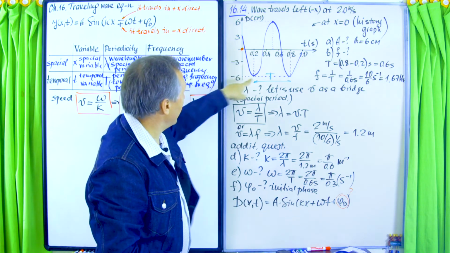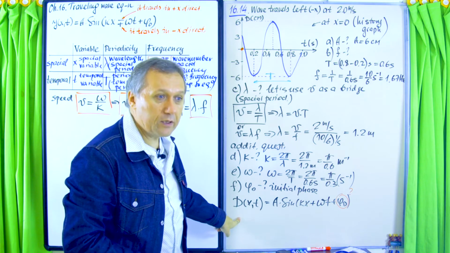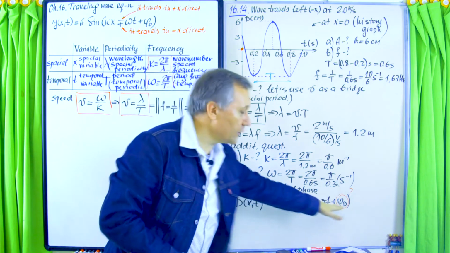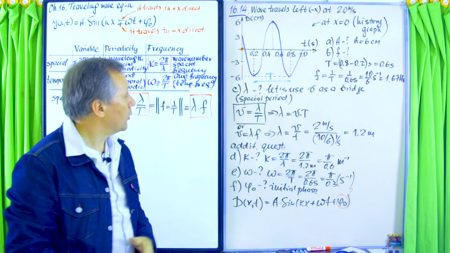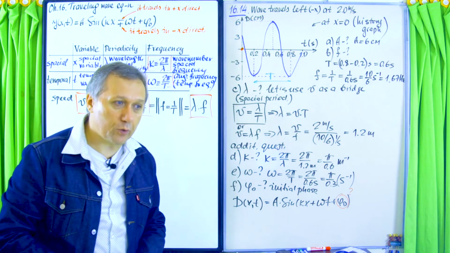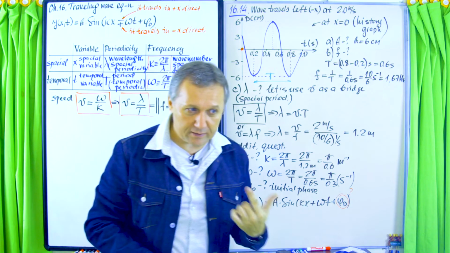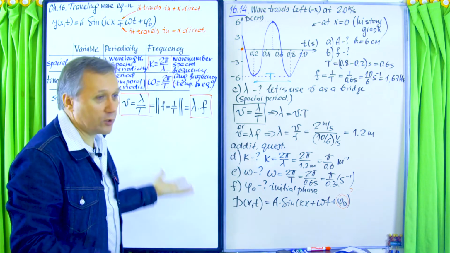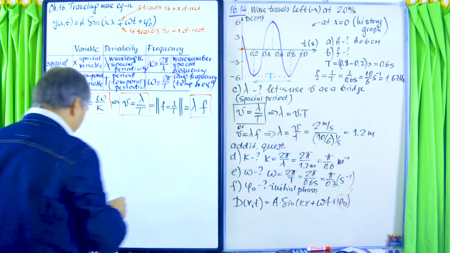Displacement will be -6 in that case. But anyway, if you solve it, even for that point, you will have exactly the same phi naught. Or you can take 0.5. It doesn't matter which point you take, you will end up with exactly the same phi naught. So of course, it's better to use the simplest possible, right?